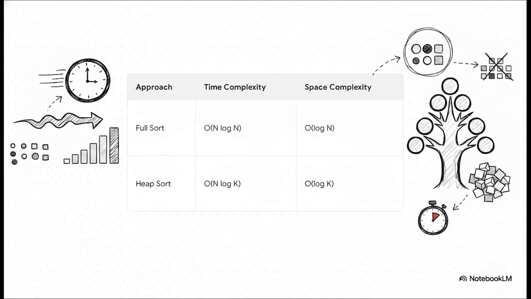But the source makes a super important point here. At a large number of moves, doing a partial sort with a heap actually becomes slower. When k gets large enough, the sheer overhead of managing the heap makes the standard O of n log n full array sort the faster, much more practical choice.